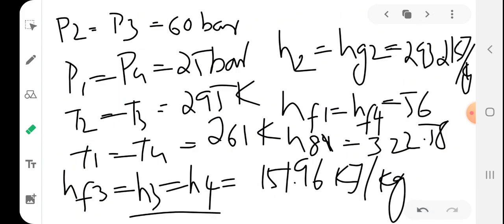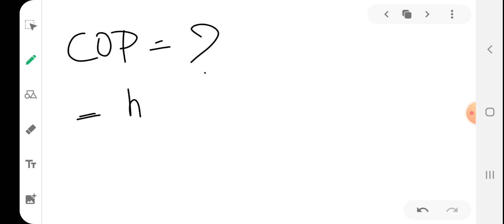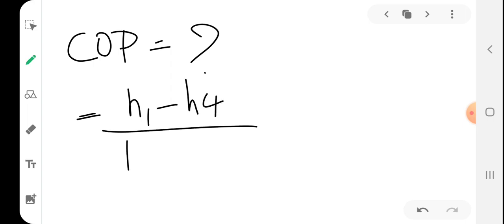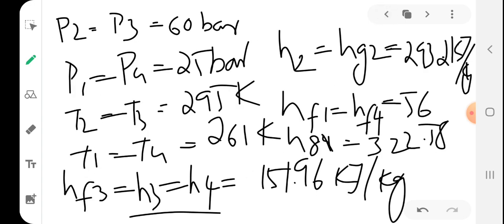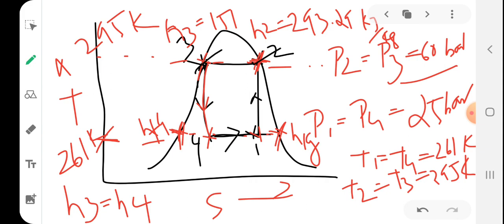Now we will solve the problem. Students, what is asked to find? COP is asked. COP is nothing but H1 minus H4 divided by H2 minus H1. So we require these different values to find COP. H1 is not given, only HF1 is given. H4 is also unknown. We require H1, H2 and H4.